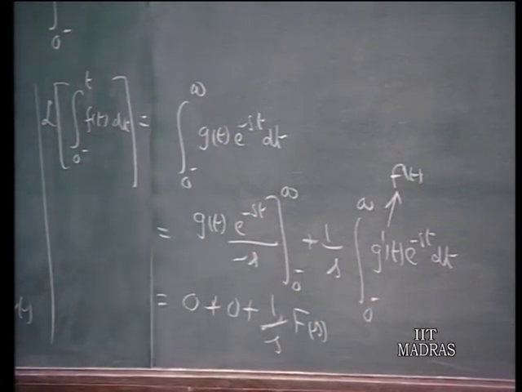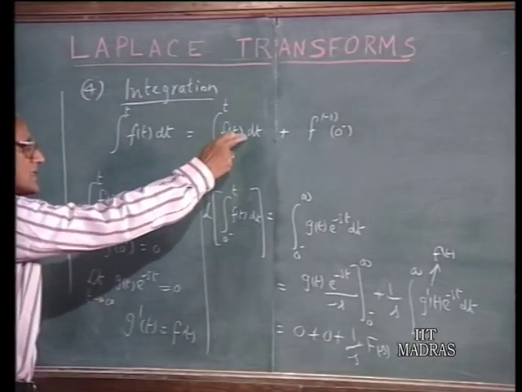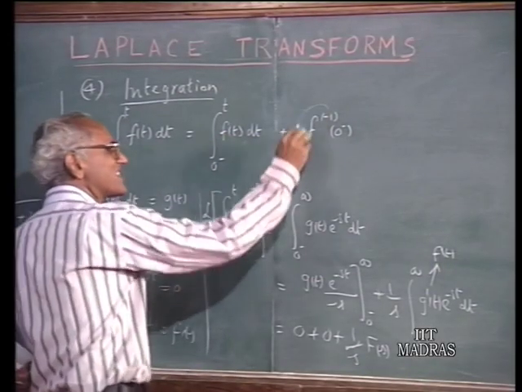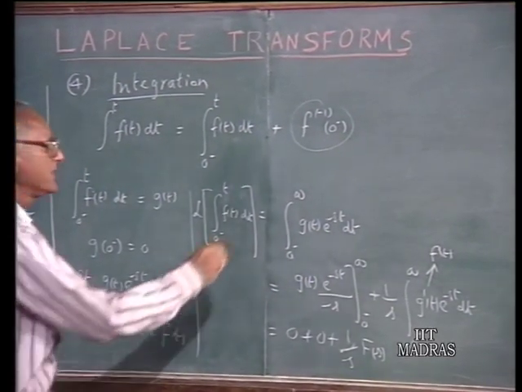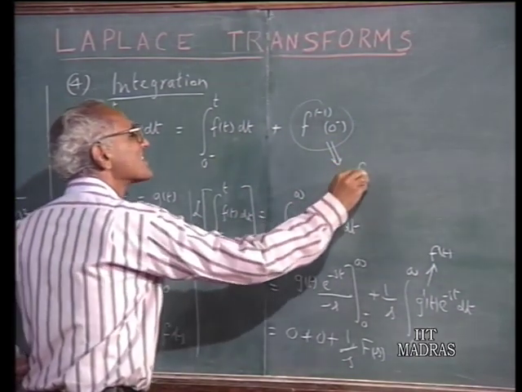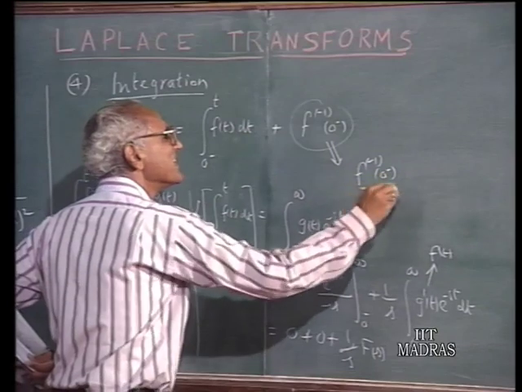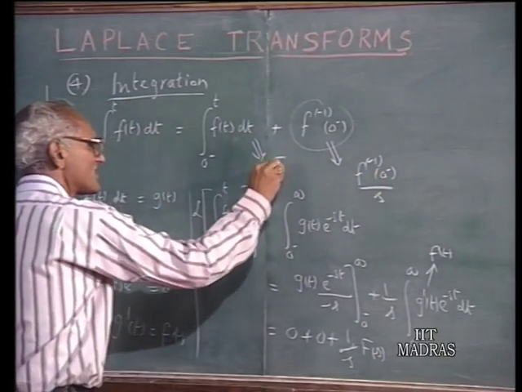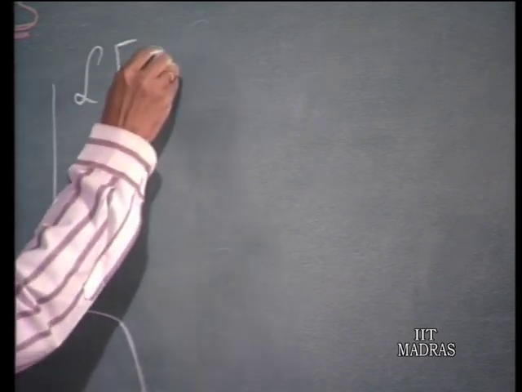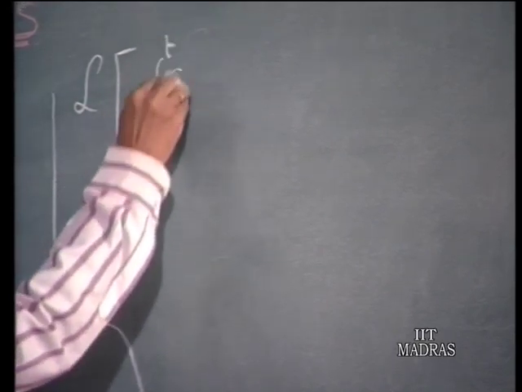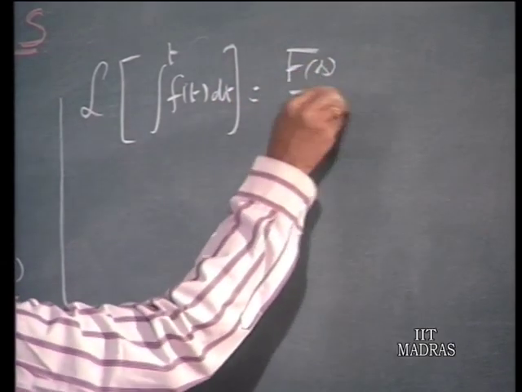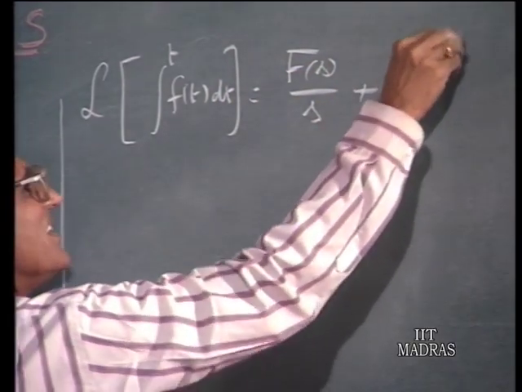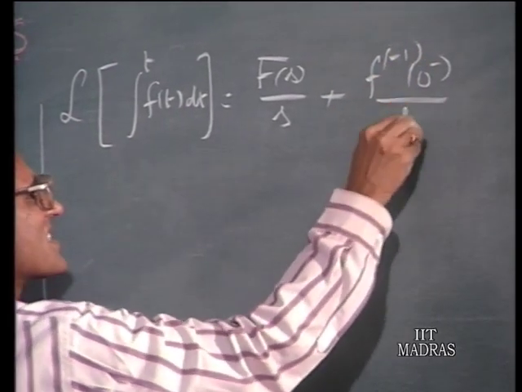So, we have that the Laplace transform of this is f of s over s, and this is a constant. The initial value of the integral is going to be a constant, and the Laplace transform of this is f initial value divided by s, and the Laplace transform of this is f of s over s. So, we have the Laplace transform of the indefinite integral f t dt as f of s over s plus the initial value of the integral at 0 minus over s.